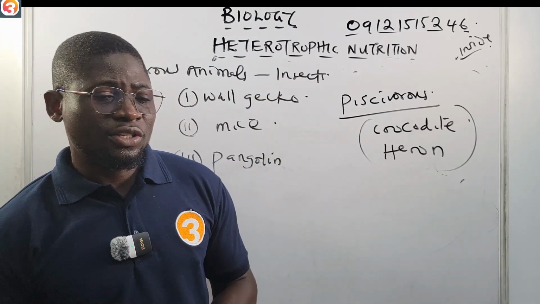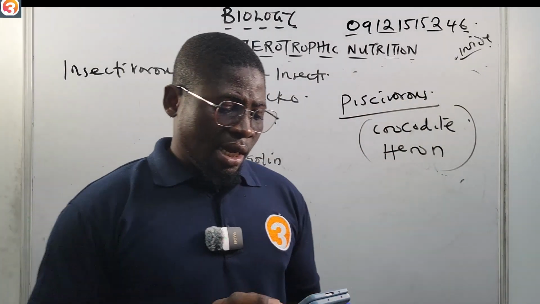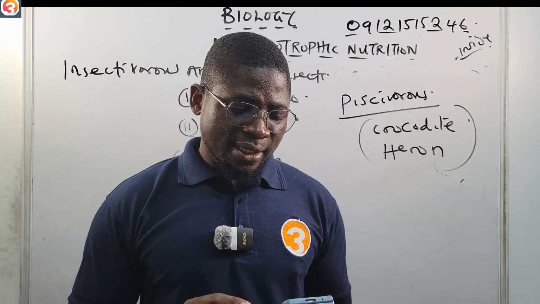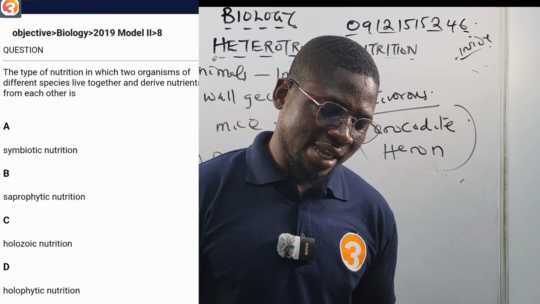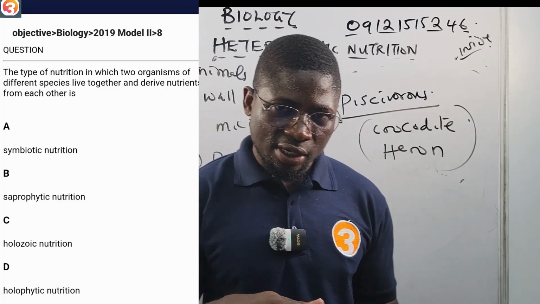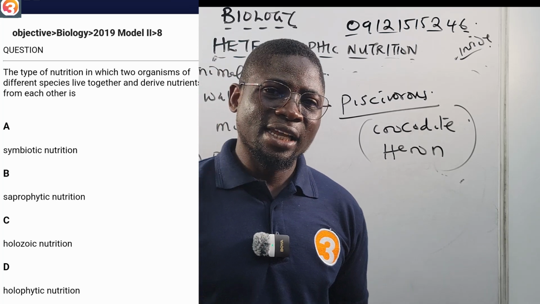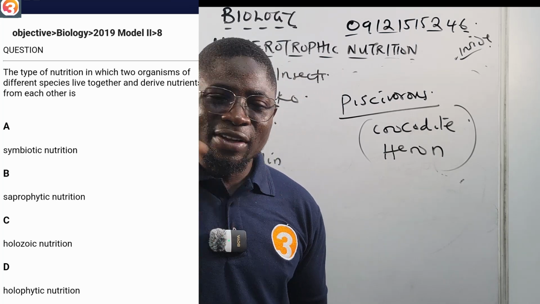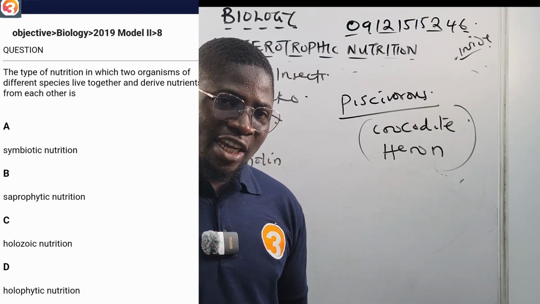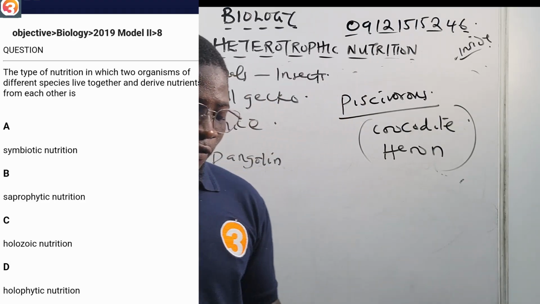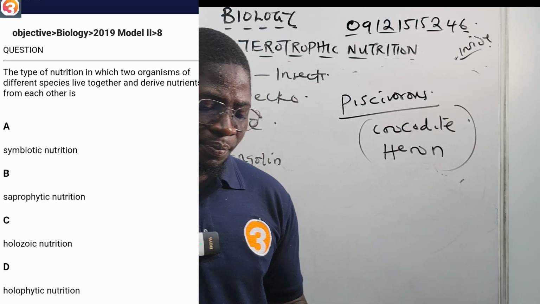Now let us go to the O3 School JAMB CBT Practice app, answer some questions, and we are out of here. This is 2019 question number 8. It says the type of nutrition in which two organisms of different species live together and derive nutrient from each other. Symbiotic means living together. The correct answer is A, symbiotic nutrition. No need to go to other options.